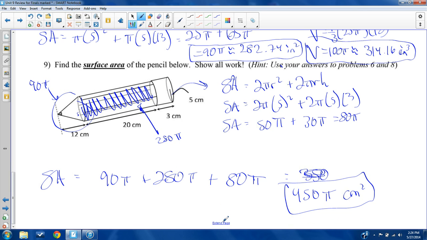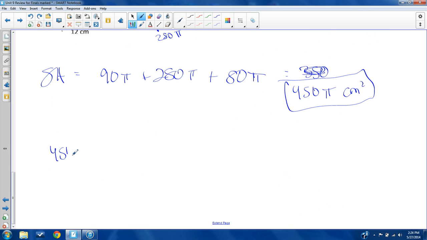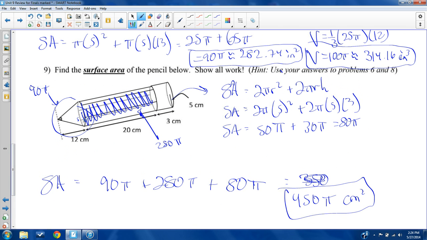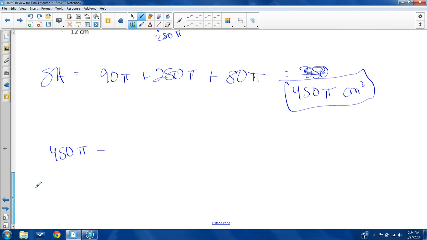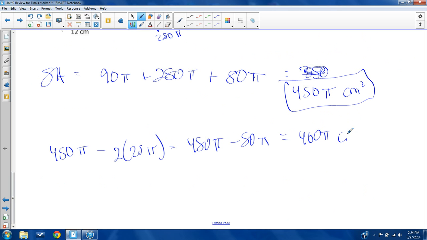So I'm going to take 450 pi and subtract 2 of my circle areas right there. This is 25 pi. This is 25 pi. So I can subtract 2 times 25 pi. So that's 450 pi minus 50 pi, which is 400 pi square centimeters.